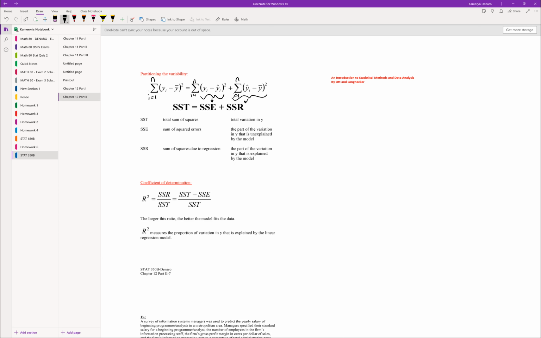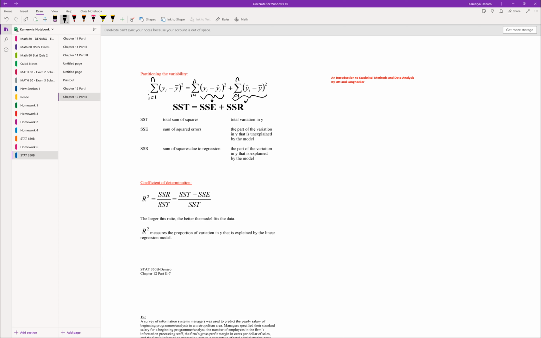So SST is our total sum of squares. That's the total variation in y. SSE is the sum of squared errors. That's the part of the variation in y that is unexplained by the model. And then our sum of squares due to regression, that's the part of variation in y that is explained by the model.